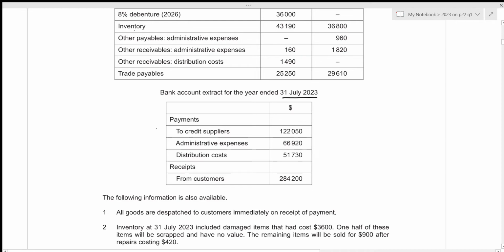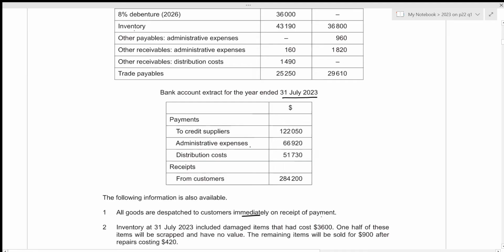We're given the payment section where the payments have been made to credit suppliers. So these are the payments made for credit purchases. Then we have payments for administrative expenses and the payments for distribution costs. For receipts, we have the receipts from customers. So these are the amounts that we received from credit sales. Then the following information is also available. All goods are dispatched to our customers immediately on receipt of payment.